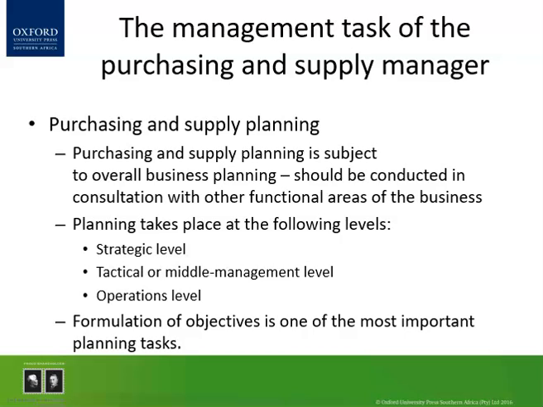Just like we covered in chapter 7, planning takes place at different levels, at top level management, middle level management, and lower level management. The formulation of objectives is one of the most important planning tasks. This I will not explain further because we covered it in chapter 7. But for the benefit of those that may have missed it, the planning process itself starts with the setting of goals, which are basically objectives.